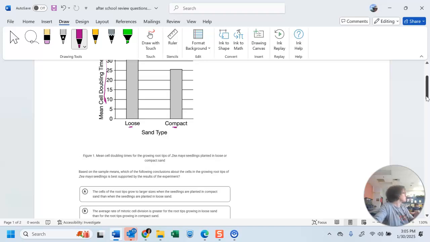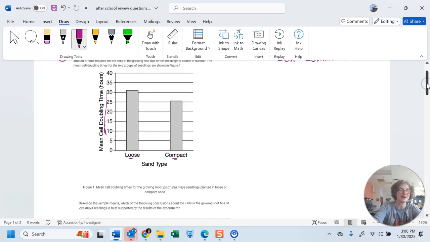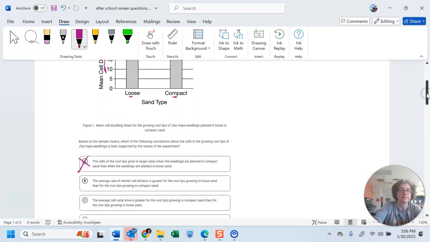No. They're measuring cell doubling time. How fast the cells are going through mitosis, essentially, right? Which is completely different than a cell growing larger. So that choice is out. Not correct. We're not measuring how big the cells are getting. We're measuring how fast they are doubling in quantity, not in size. They double in number.